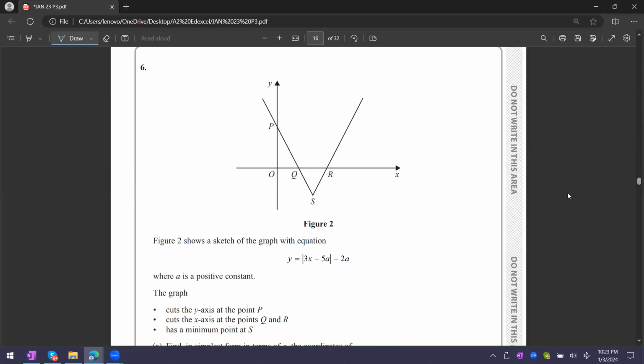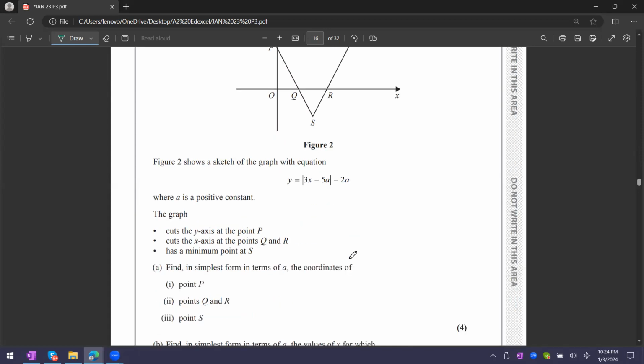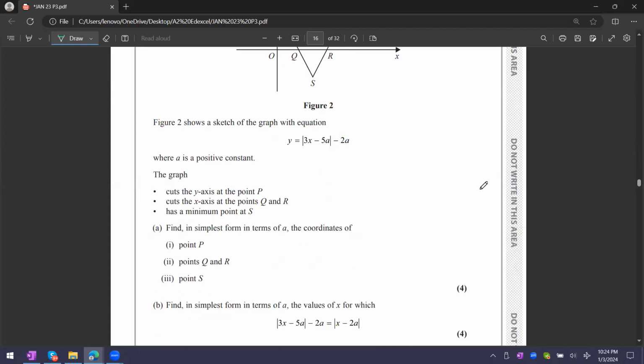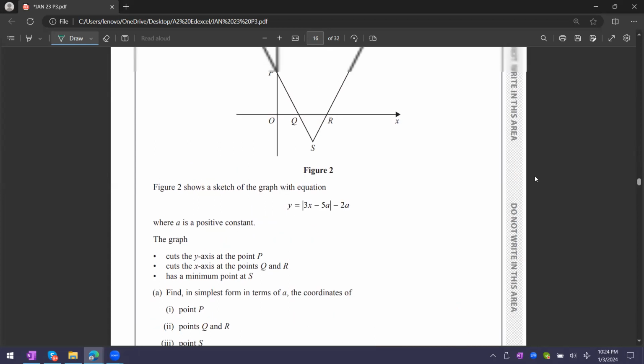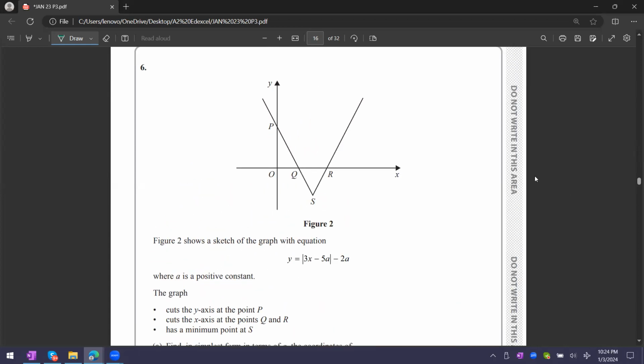Question number 6. Find in the simplest form P, Q, R, S. All these coordinates we need to find. Okay.